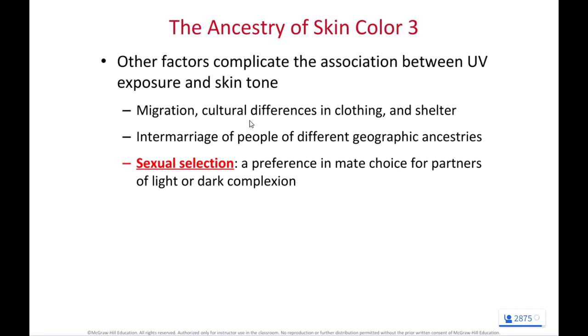And then finally, there is a sexual selection preference as well for skin color. Individuals have personal preference. Maybe you find a certain skin pigmentation more attractive than another skin pigmentation. So who you choose to mate with will help influence the skin color of your offspring.